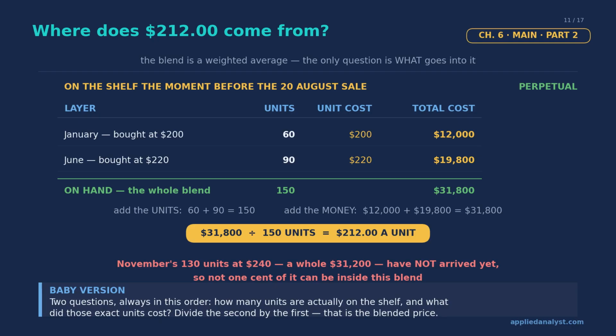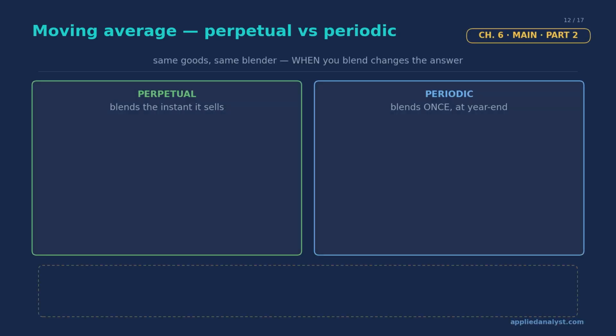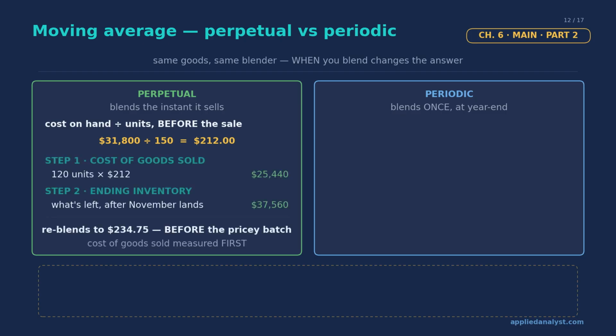Now let's line the two up side by side. Now let us prove it side by side, and watch closely because the two systems even compute in a different order. Left side, perpetual, it blends the instant a sale happens. Before the August sale, cost on hand is $31,800, over 150 units, exactly $212 each. Step 1 is cost of goods sold. Perpetual costed the sale live, so the 120 units sold carry $25,440. Step 2. Ending inventory is simply what is left once November lands, $37,560 on the shelf, reblended to $234.75. But notice, it remixed before that pricey batch.